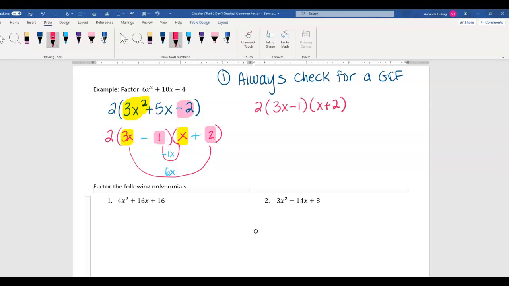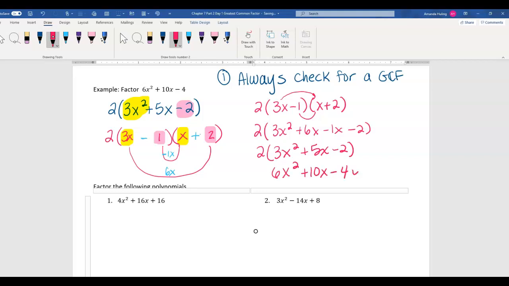And then what we always need to do is go ahead and recheck and make sure that I did it correctly. So don't forget about this 2. We're going to go ahead and do 3x times x, which is 3x squared. 3x times 2, 6x. Negative 1 times x, negative 1x. And then negative 2. And so far, it looks good. Go ahead and distribute that through. 6x squared plus 10x minus 4. And the beginning matches the end. So that is my final answer right here. And I'm going to highlight that and be done.